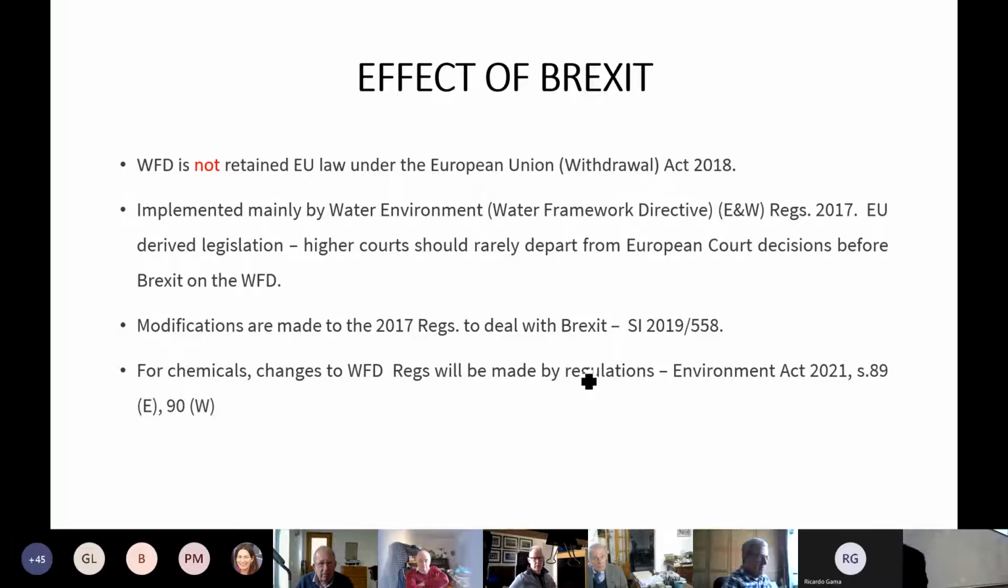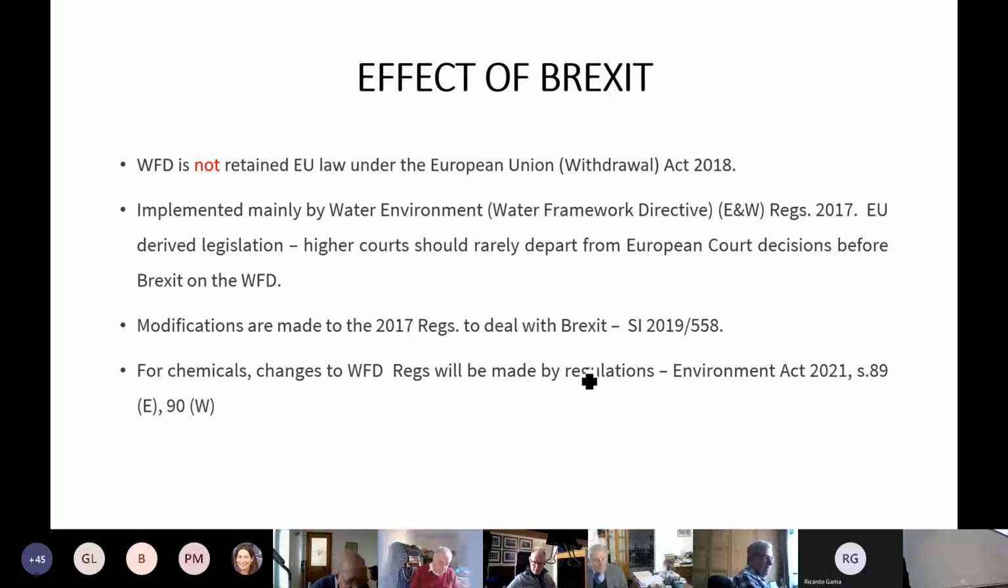First of all, look at Brexit. Now, the Water Framework Directive is not retained EU law under the European Act. And so the directive in itself is gone. Any amendments to it by the European Commission, European Parliament, etc., won't apply in the UK. However, it's implemented by the 2017 regulations and is so EU-derived legislation, which means that courts should follow what the European Court has said, and should only rarely depart from it. And that still gives a very good high level of protection.